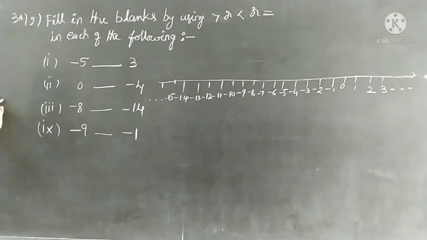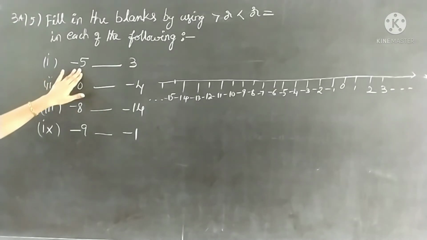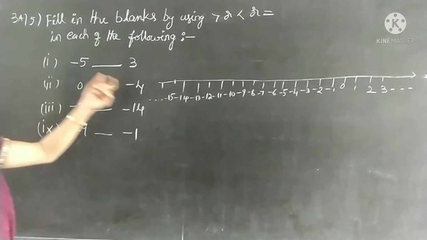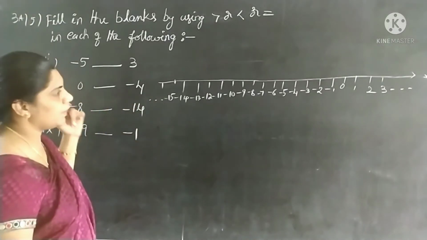Using greater than, less than, or equal to in each of the following. Here they have given some problems. We have to fill in either greater than, less than, or equal to. Okay, so here, minus 5. First one is minus 5, 3. So which is the greatest one? On the number line, you get this minus 5 here.